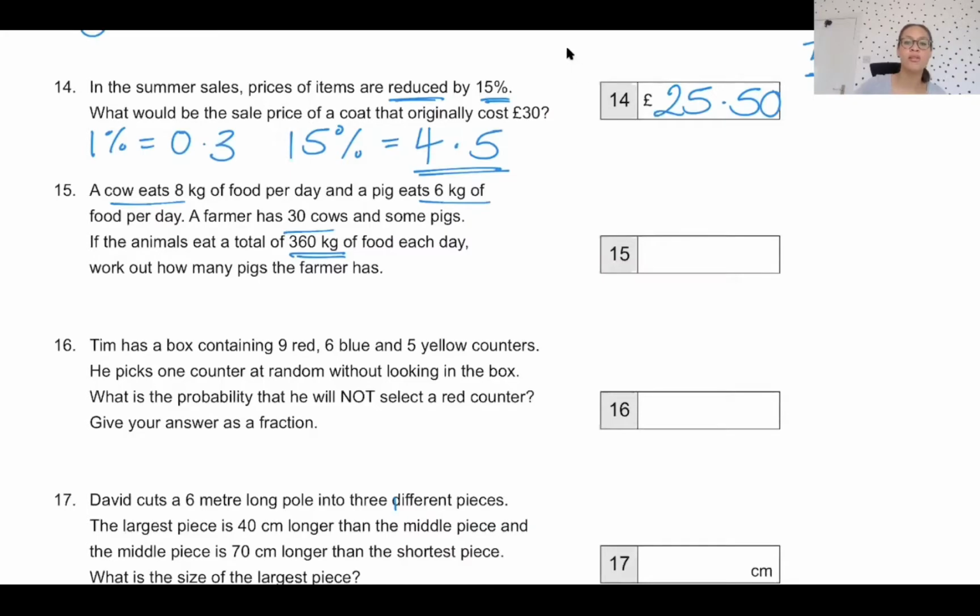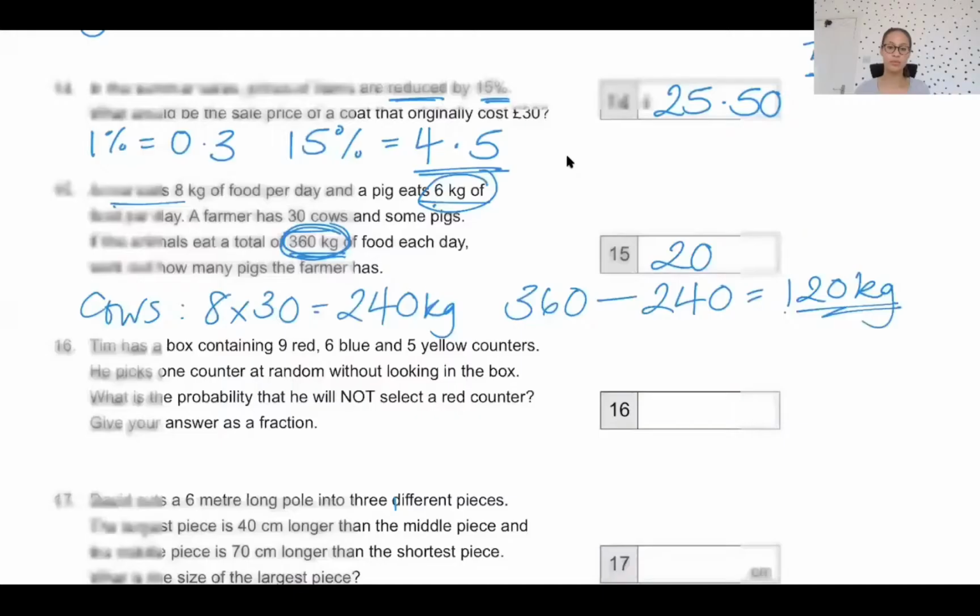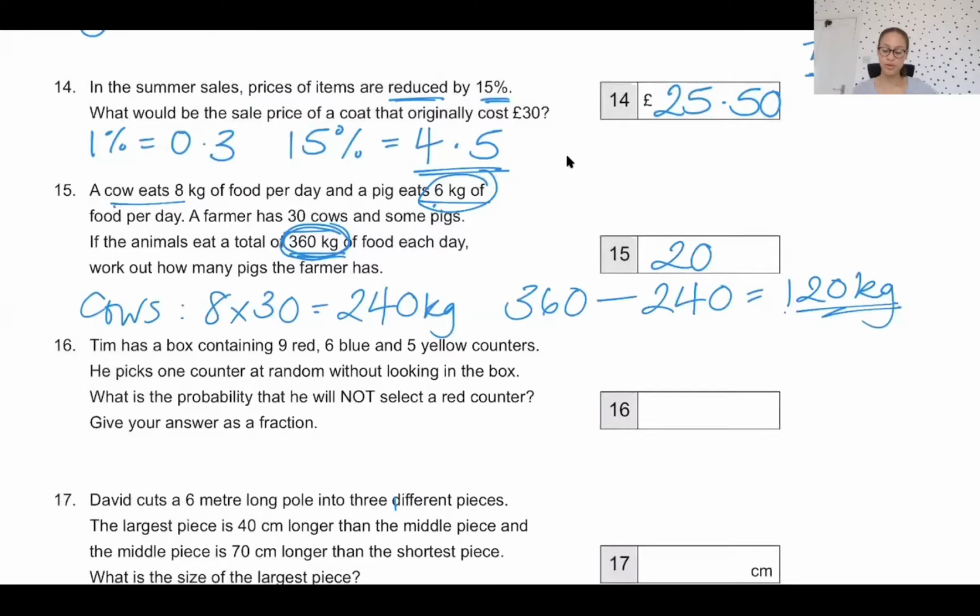Oh man, none of that came up on the board. Paused. Let me try again. There we go. The cows eat this much. We take away that from the total amount of food. The pigs are eating 120 kilograms, divide by 6, and you get 20 pigs.